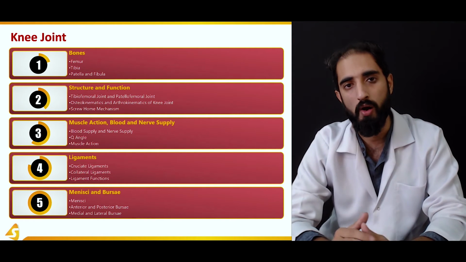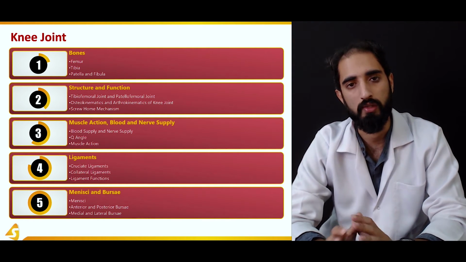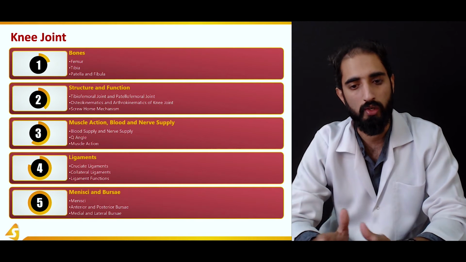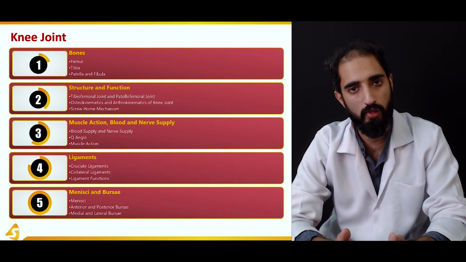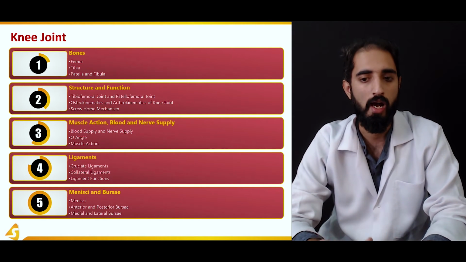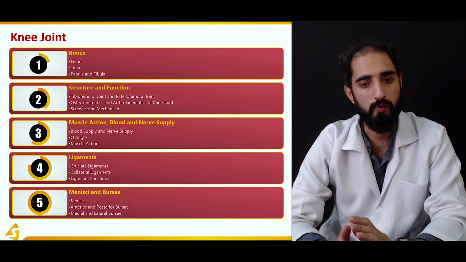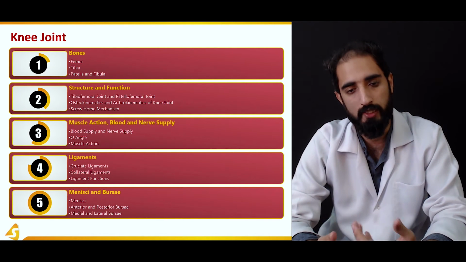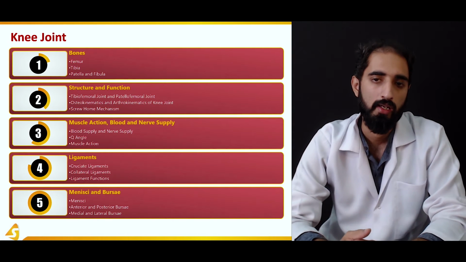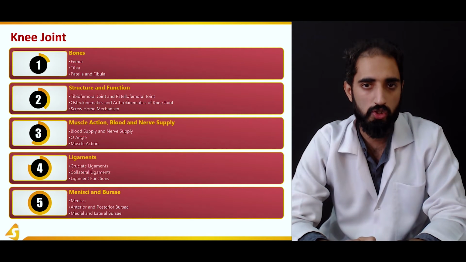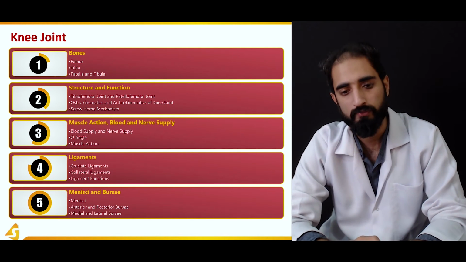We're also going to talk about the biomechanics of the structure and function, including the osteokinematics of the patellofemoral and tibiofemoral joint, as well as the arthrokinematics of the tibiofemoral and patellofemoral joint. At the end, we're also going to talk about the screw home mechanism, which is very important in locking the knee joint in extension, also known as knee locking.